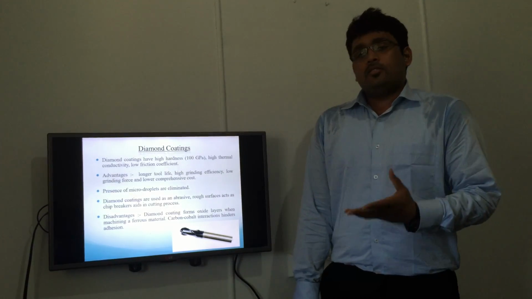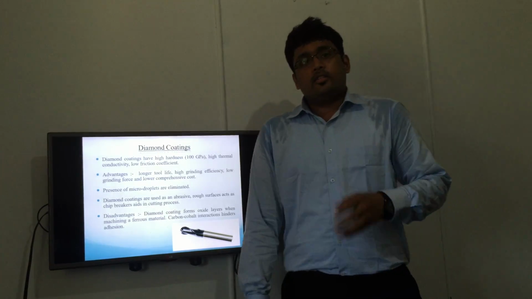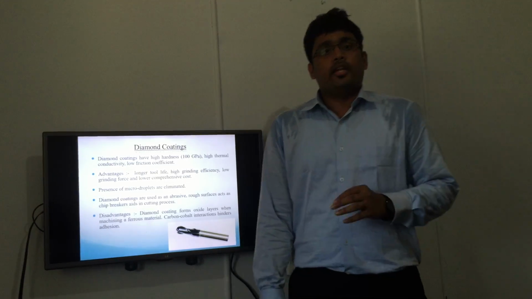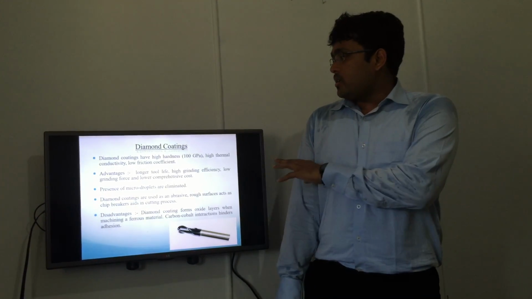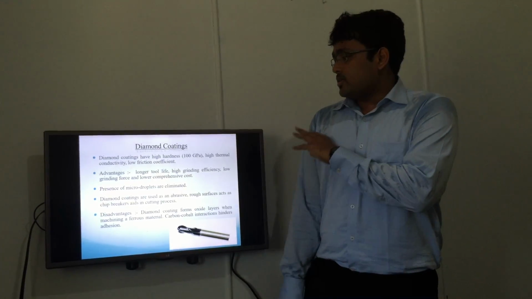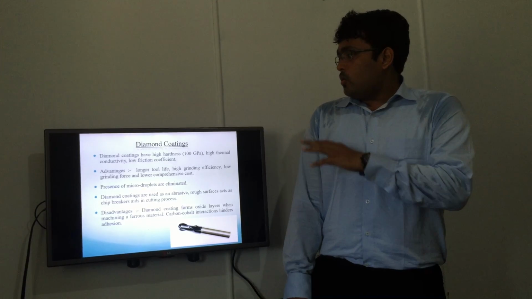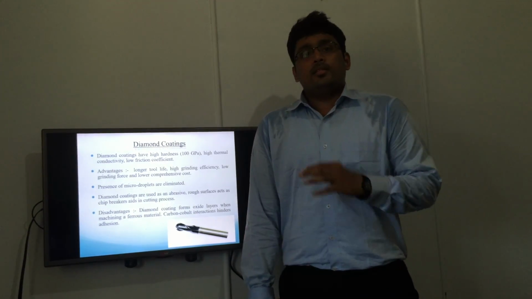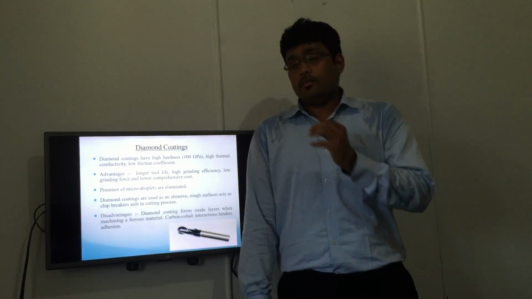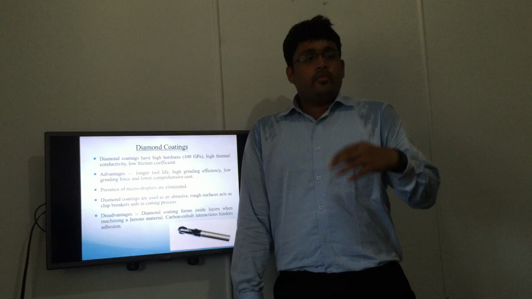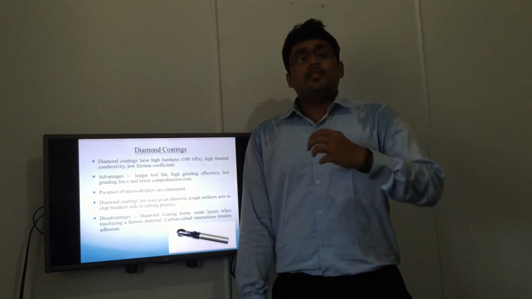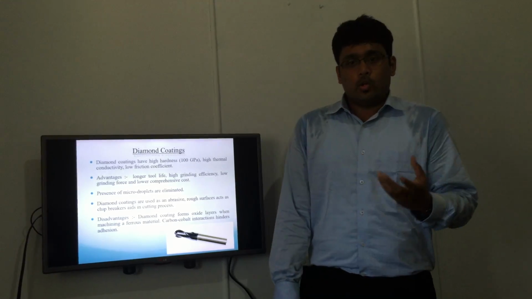So what are the advantages for cutting tools? The tools have longer life, high grinding efficiency and low grinding force. And then in this technique, there are no microparticles. The microparticles are completely eliminated. So how the diamond coatings are formed is, first the carbon substrate phase is broken, and then we introduce the particles on the substrate, and then the particles are grown.